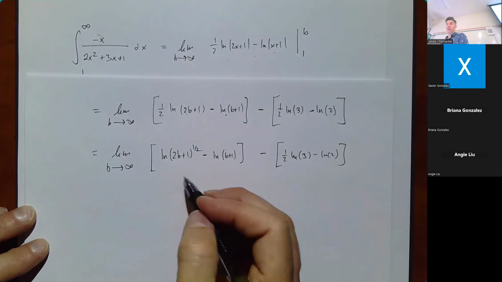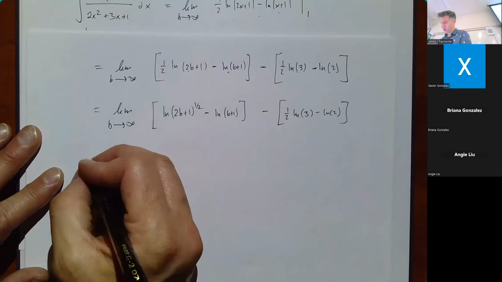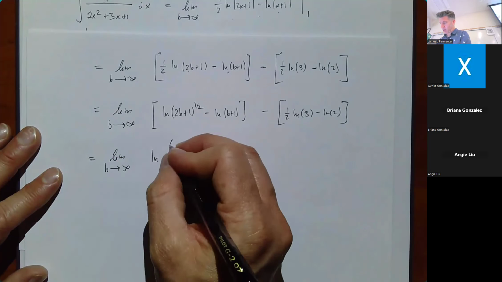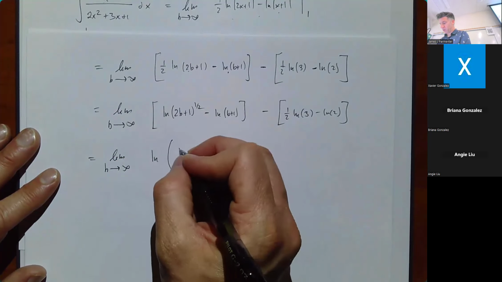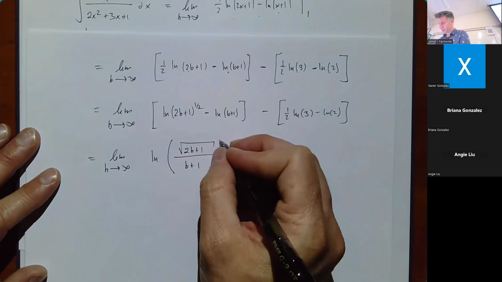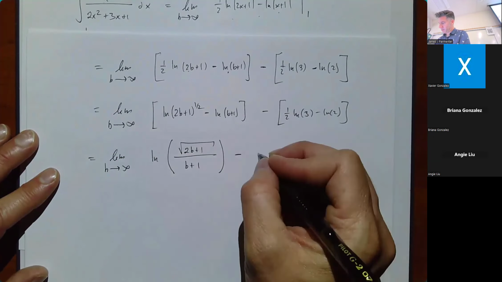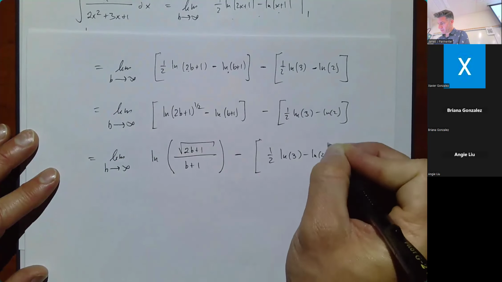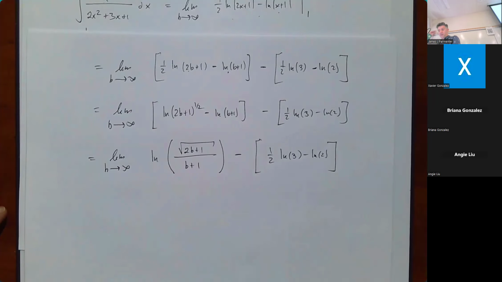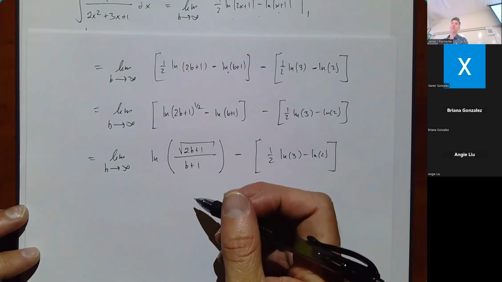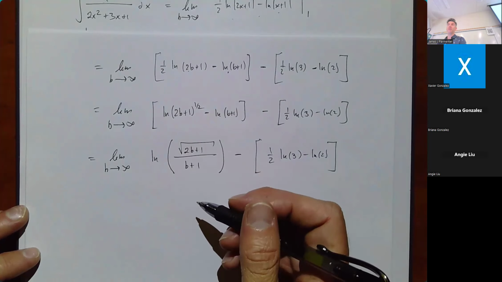And then we can put these together using our log rules and say that this is going to be the limit as b goes to infinity of the natural log of (2b plus 1) to the 1/2, which is the square root of 2b plus 1, divided by b plus 1, minus all this. And then I think this gets a little bit weird. Yeah, it does. So this limit here, you'd have to use L'Hopital's rule, which I guess we have enough time to do, so we'll do it.